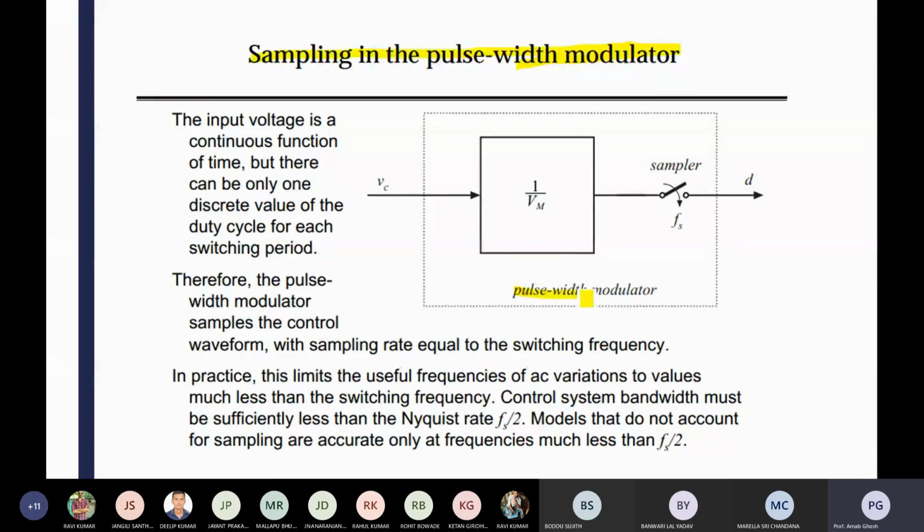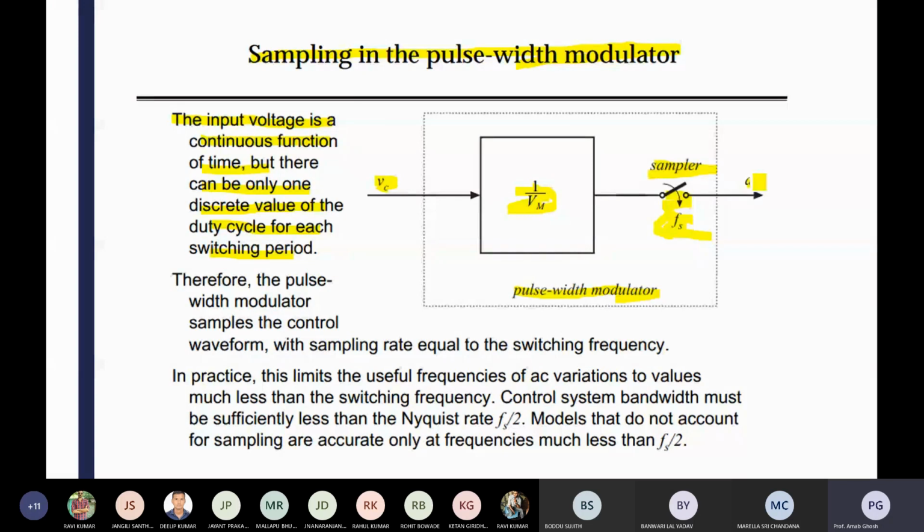Then sampling of the pulse width modulation. Normally we use an analog circuit, but in the case of a digital circuit, digital PWM is required. In that case we use a sampler for converting the analog signal to the digital signal. The sampler frequency should be near the switching frequency. The input voltage is a continuous function of time, but there can be only one discrete duty cycle value for each switching period. So if you want to convert that continuous signal to a discretized or digital signal of the PWM, you have to incorporate a sampler.